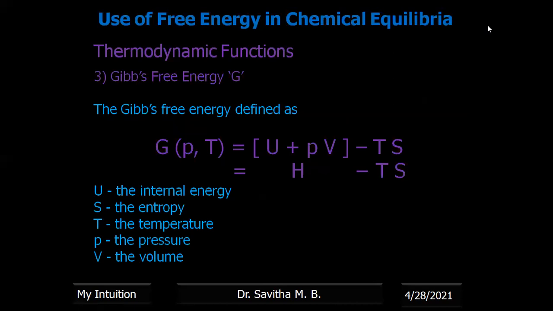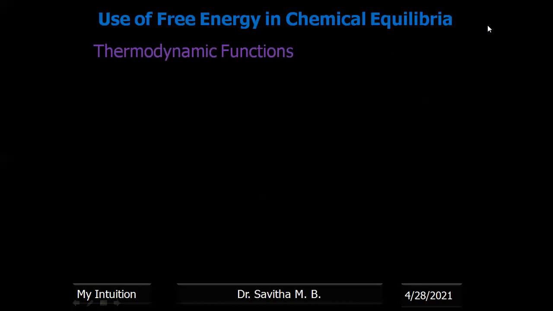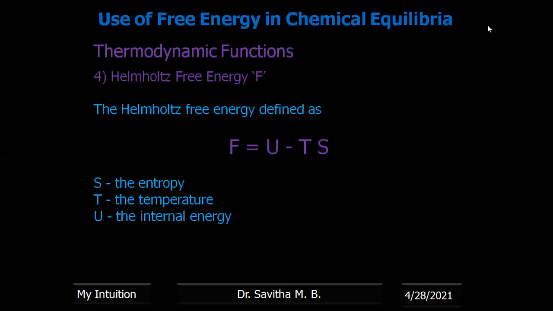The third one is the Gibbs free energy, which is denoted by G, and the change is denoted by delta G. The Gibbs free energy change is given by the relationship between the enthalpy, the temperature and entropy. Next is the Helmholtz free energy, which says that the internal energy of a system decreases as the temperature and the entropy vary.